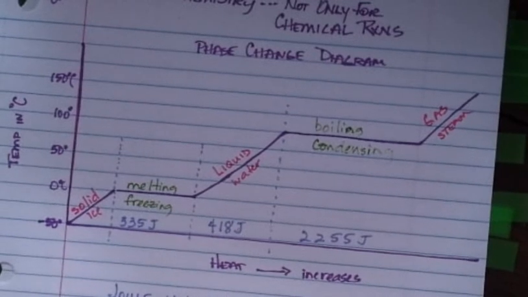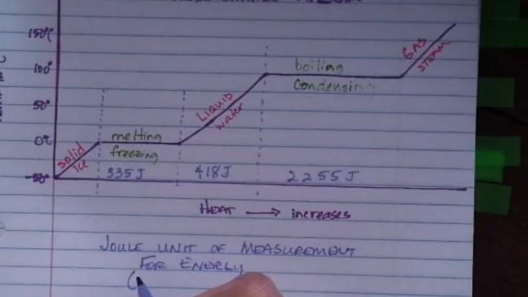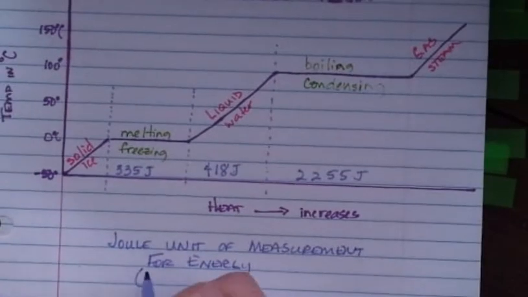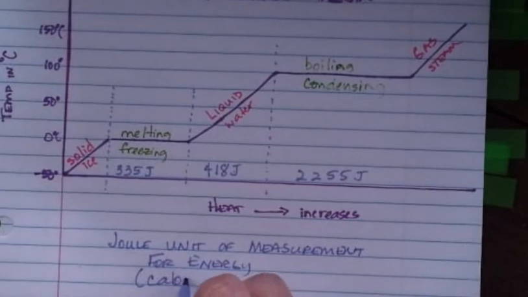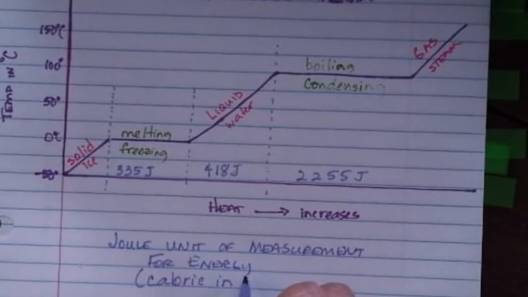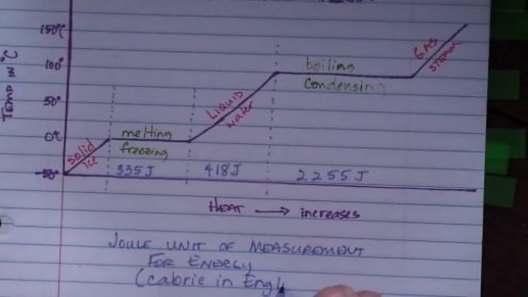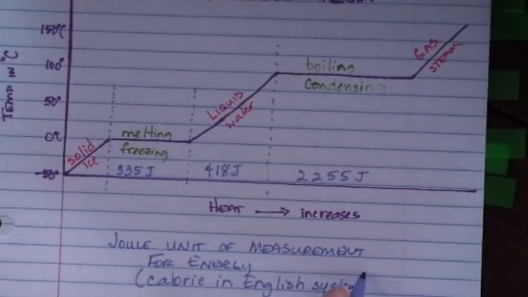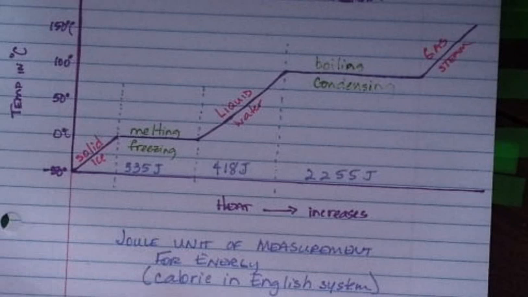If we were doing the English system, a more common thing that you would know would be a calorie. But most people, even though we see calories on the backs of packages, we don't know how much that is. And so we see this, but it's like, yeah, it's a calorie, blah, blah, blah.